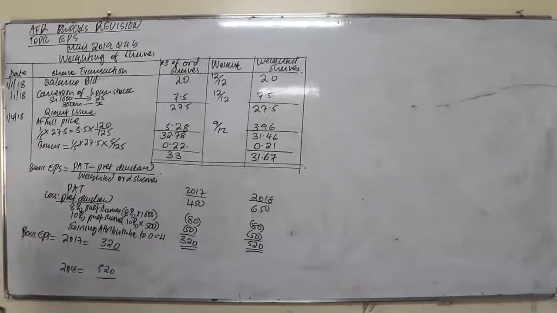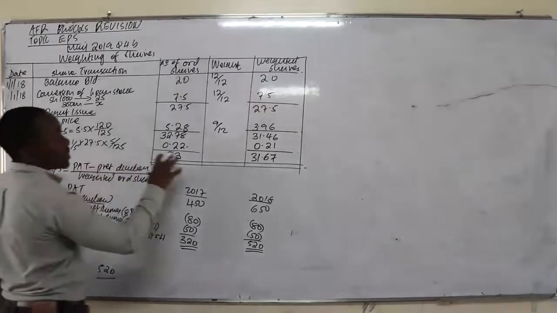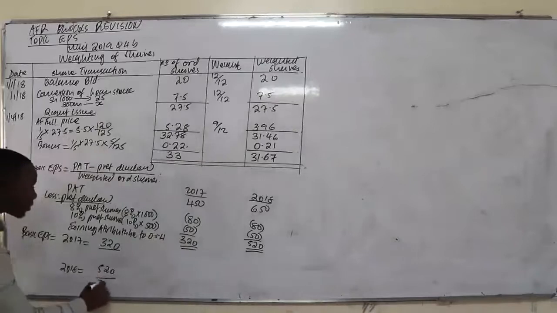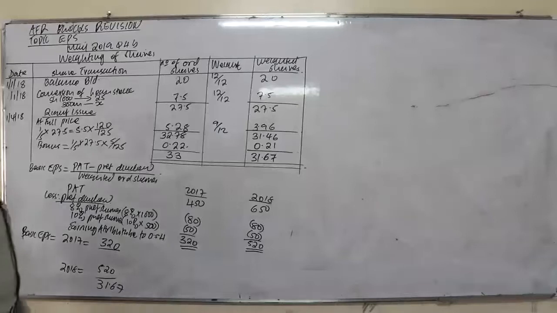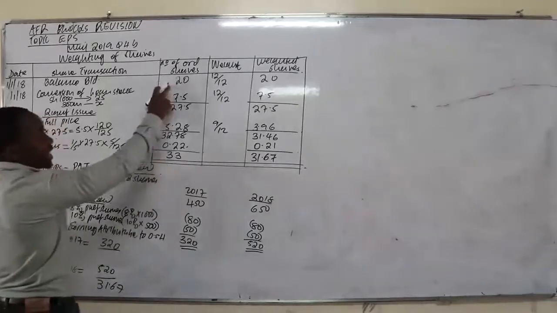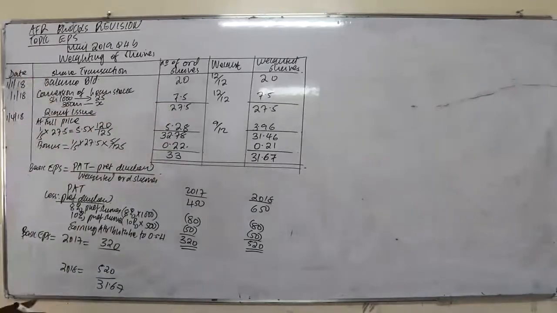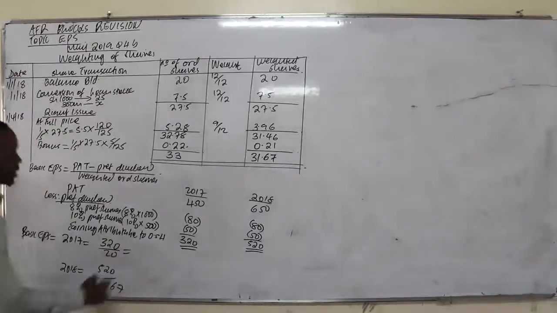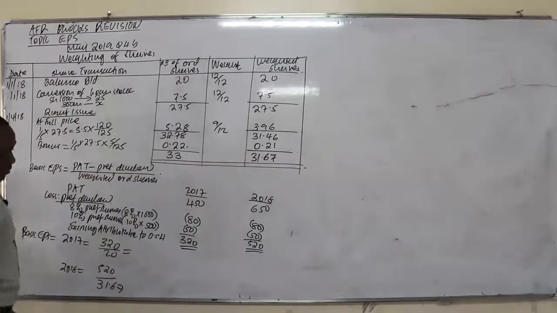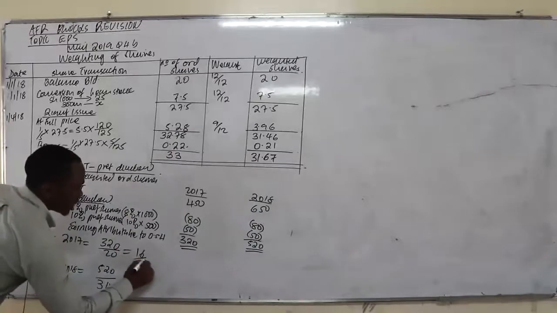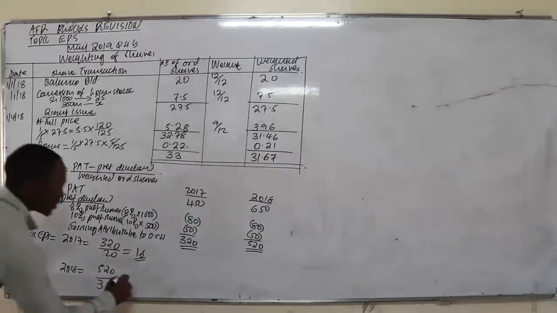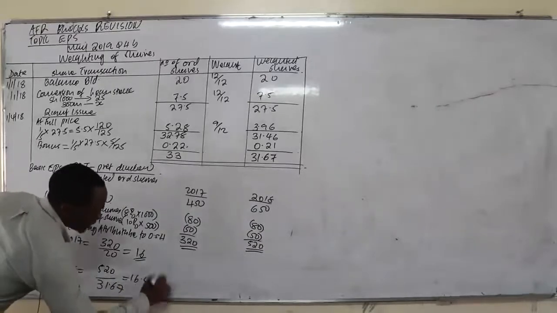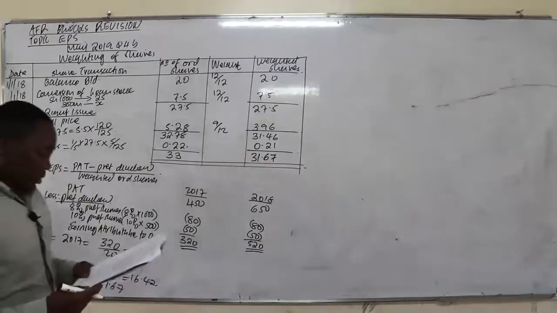You divide by the weighted number of ordinary shares. So here we have done for 2018. The weighted number of shares for 2018 is how much? That 31.6. What about 2017? Yes, 20. The shares at the beginning were the shares at the end of the last year. You divide by 20. Is that 16? 16, eh? What about this? 16.42. Good.